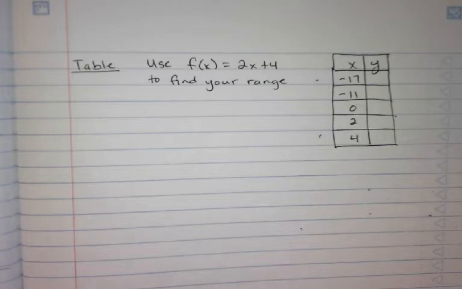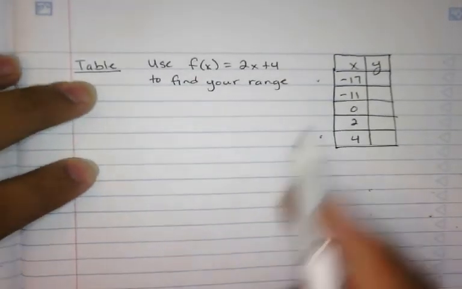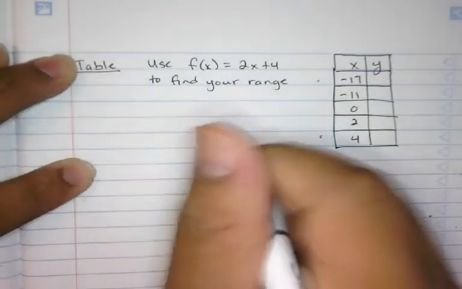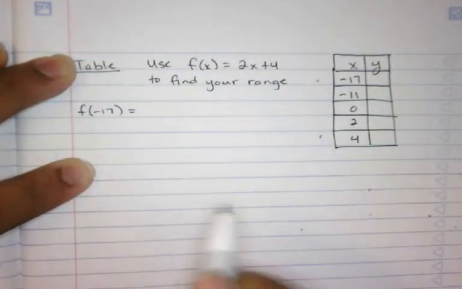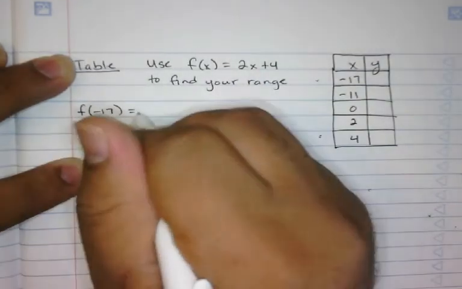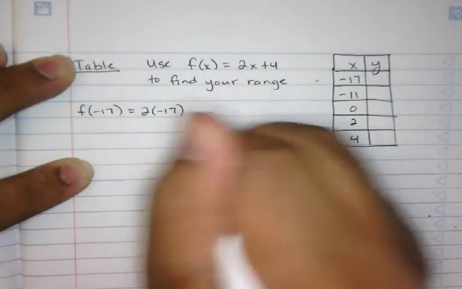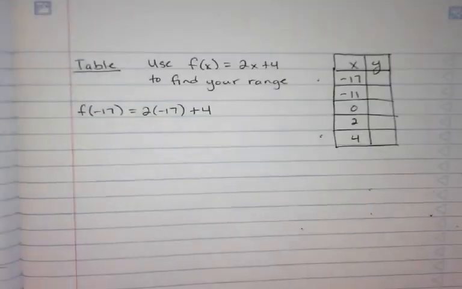Too late, I know it's too late. It's over. All right, so they'll give you a table, right? And they'll say, this is your domain, find your range, right? And they'll give you this, like an equation, okay? So all you gotta do is, each one, you gotta plug it in, right? So I'm gonna do the first one. Okay, so I have f of negative 17, all right, equals 2 times negative 17 plus 4.